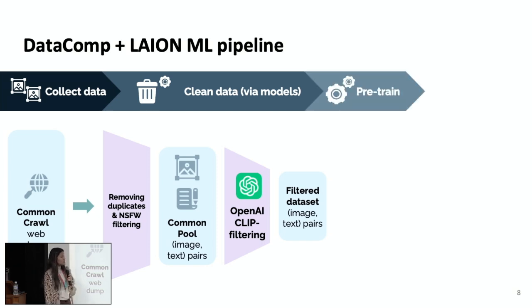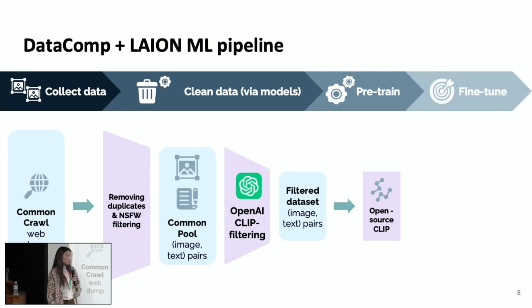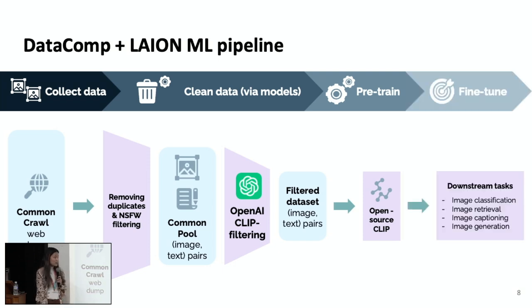And so the next stage is the pre-training stage, in which the researchers then train their own open source version of a CLIP model, which again maps text and image to the same representation space using contrastive learning. Then the final stage is fine-tuning, or kind of looking at downstream tasks. I won't go too much into detail, but there's a lot of work on how CLIP models are really good for these other specific tasks.